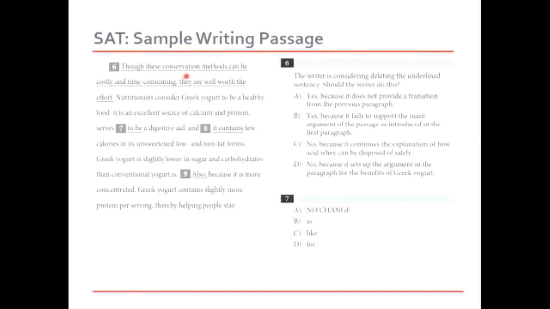So if we delete this sentence, the first one that's underlined, sentence number 6, what's going to happen? If we directly start with, "Nutritionists consider Greek yogurt to be a healthy food, it is an excellent," this seems a little abrupt. It is better to create a transition from the previous part of the passage to this part of the passage. So in order to do that, I think this sentence should stay. And let's go through the options to find out if we find something that might make us rethink our answer. So should the writer delete the underlined sentence?